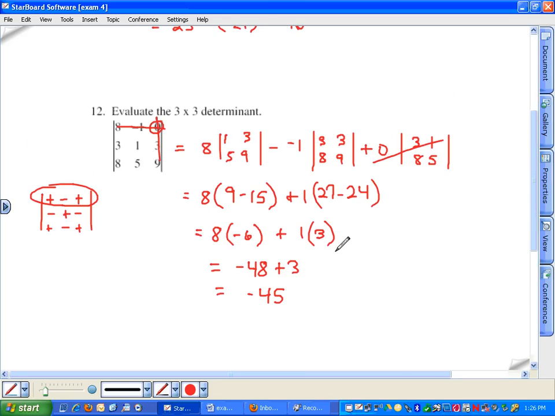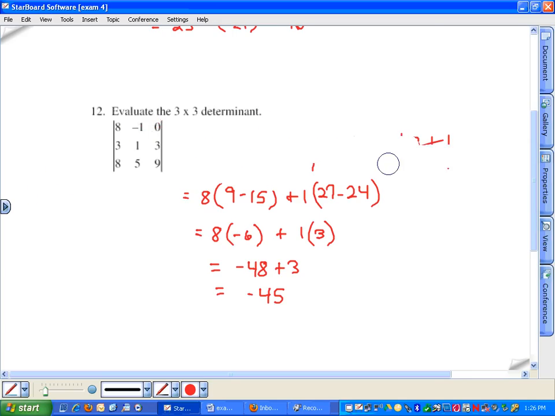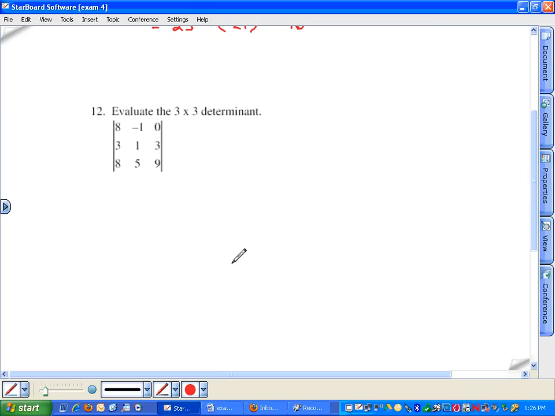The other way, I'm going to erase all of this. Now I chose to expand along that first row. That method would work if you expanded down the column or anywhere actually, but I noticed a 0 here. Now the other way, you had to take this column and rewrite it here, 8, 3, 8, and then this middle column, negative 1, 1, and 5. So what we're going to end up with is a big parenthesis here. We have to subtract another parenthesis.